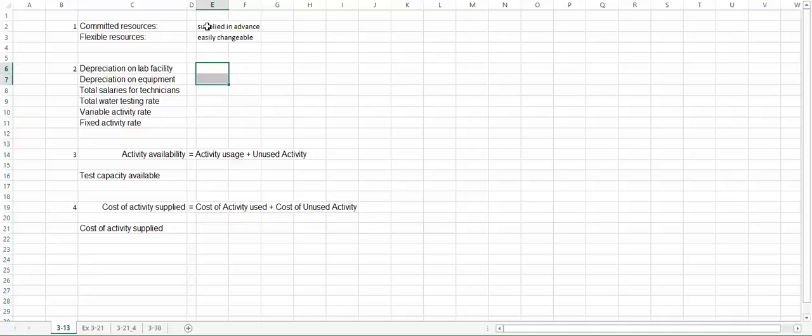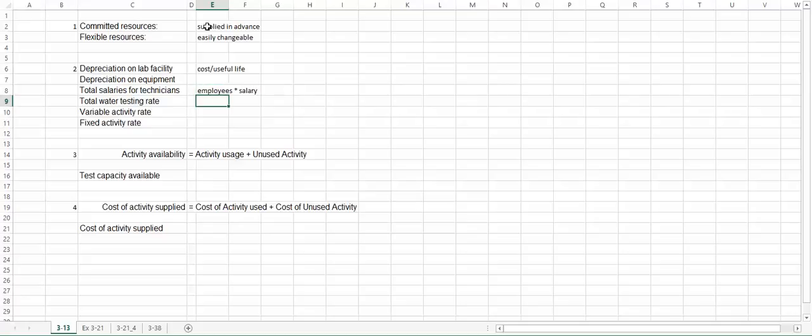On the depreciation, it goes back to accounting 1 and 2 where you have standard depreciation. So you're going to have your cost of the item divided by the useful life, which is the number of years that they expect to use the equipment or the lab. Total salaries, you're going to take the number of employees times their salary. What did you tell them that they were going to be paid?